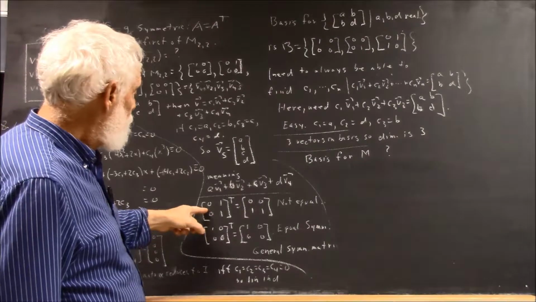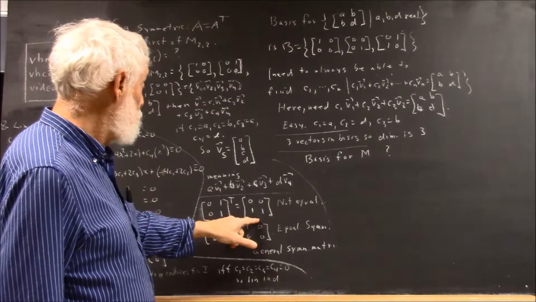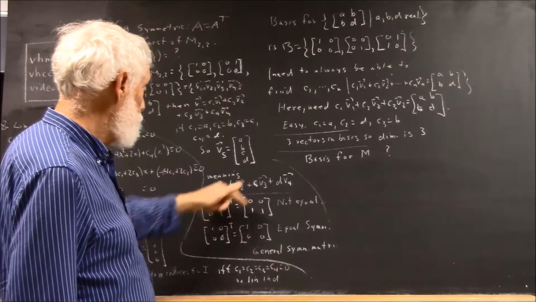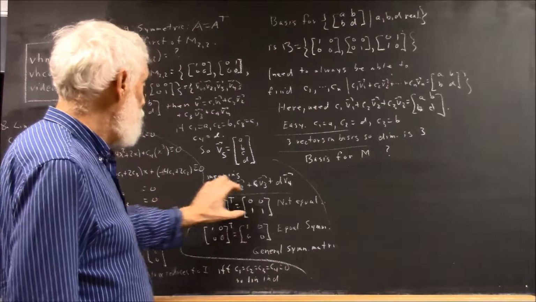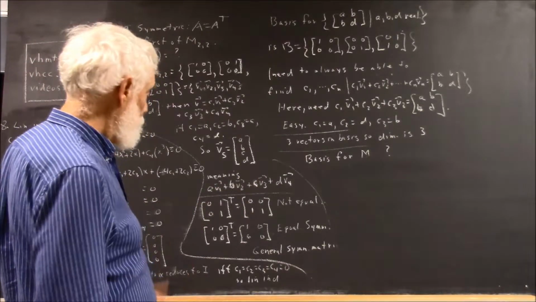As an example, this matrix is not symmetric because its transpose is this. Its first row is the first column of its transpose. The second row is the second column of the transpose. These are not the same. This matrix is not symmetric.